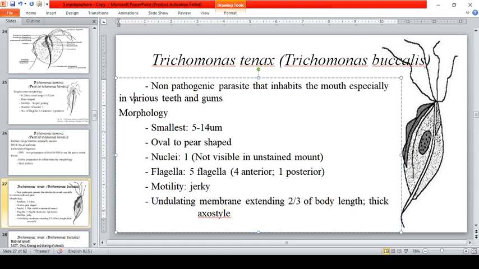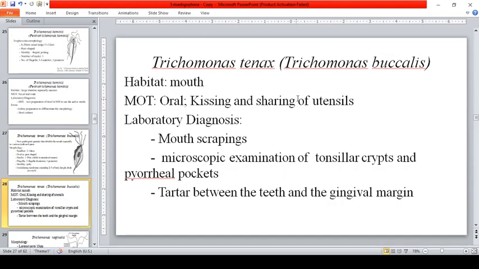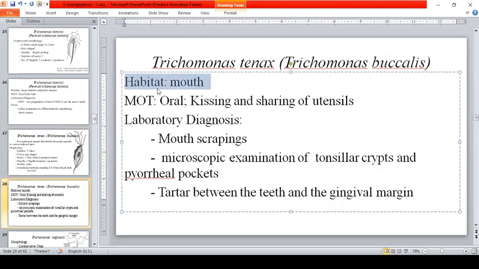What else? So, habitat: mouth. Since that is found in the mouth, that can be transmitted through oral contact, just like in kissing and sharing of utensils. So, pag nagsusubuan kayo ng jowa mo, kung meron siyang Trichomonas tenax, di ba? You're sharing each other's organism.